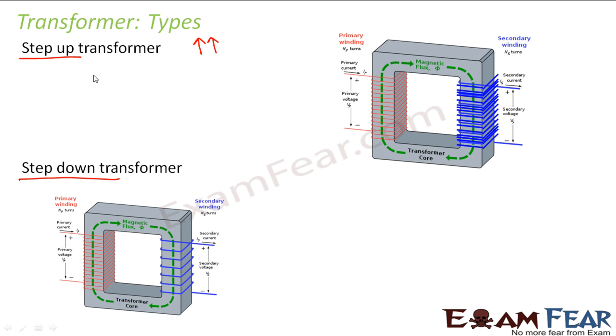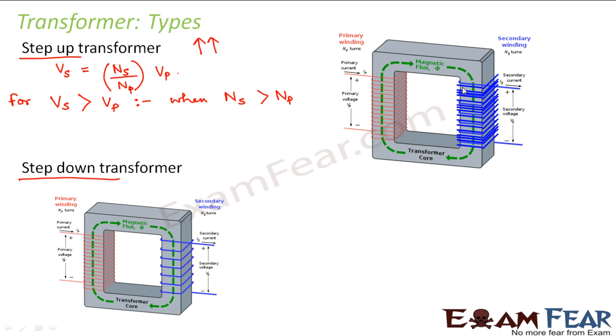So when will a transformer act as a step up transformer? We saw in the previous slide that the voltage at the secondary end is given by the number of turns of secondary coil divided by the number of turns of primary coil, into the primary voltage. So if I want the transformer to be a step up transformer, step up transformer means secondary voltage should be greater than primary voltage. So when is that possible? That is possible only when the number of secondary turns is greater than the number of primary turns.